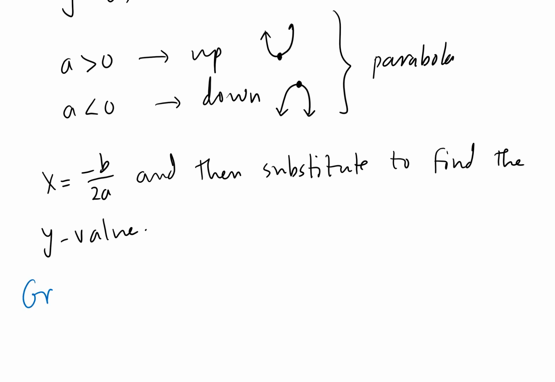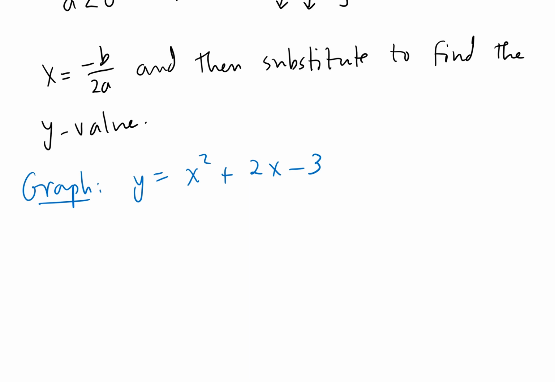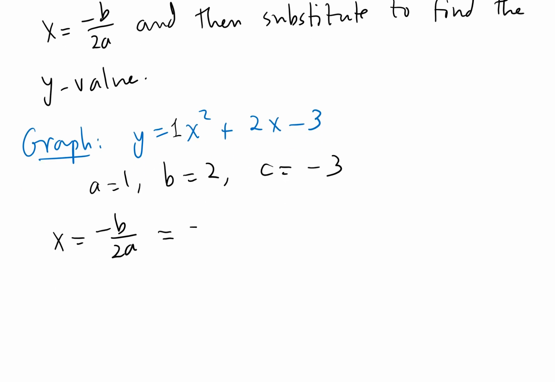So let's say we would like to graph y equals x squared plus 2x minus 3. How do we graph this one? Well, A is 1, B is 2, and C is negative 3. We use x equals negative b over 2a. So negative 2 over 2 times 1. That's a negative 1.